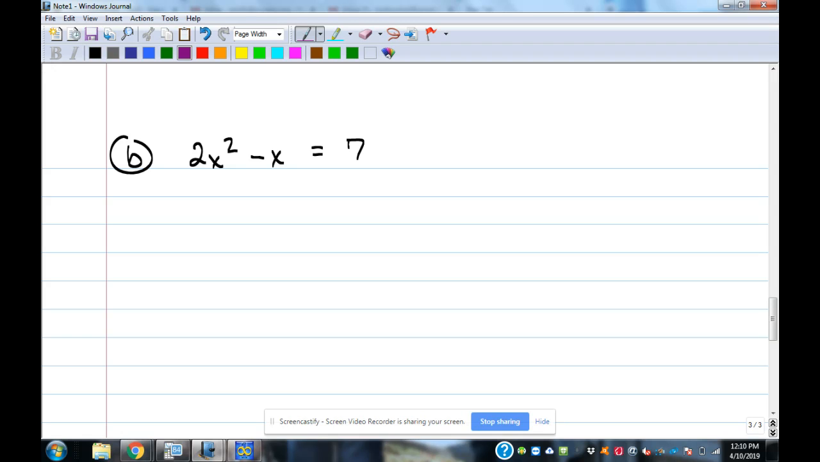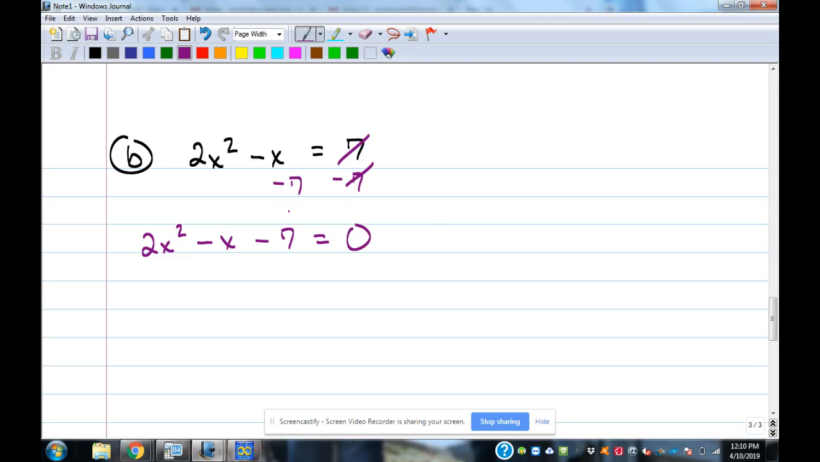So how do I move that 7? Because it's a positive 7, the only way to get rid of it is to subtract 7. 7 minus 7 is 0. And then over here, I've got 2x squared minus x minus 7. Now I have everything on one side and 0 on the other side. That allows me to look at doing the quadratic formula.